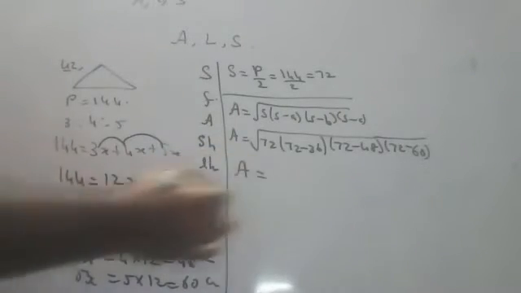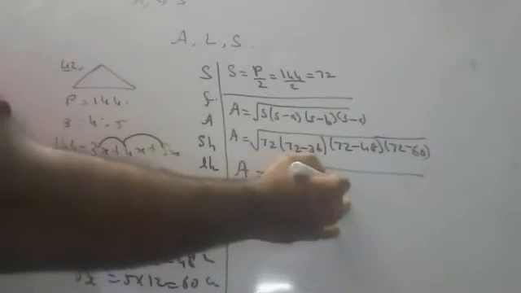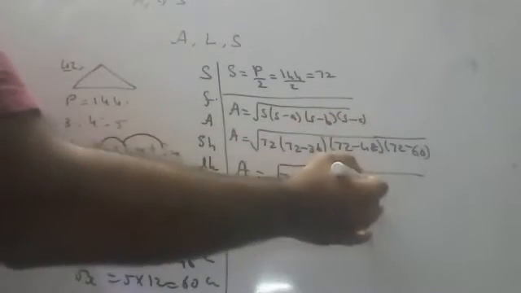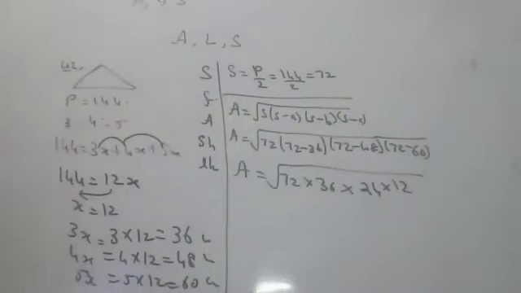Area is equal to, please check, children, everyone should concentrate, 72 into 36 into 24 into 12. 72 minus 48 is 24, and 72 minus 60 is 12. Hope you are able to understand.